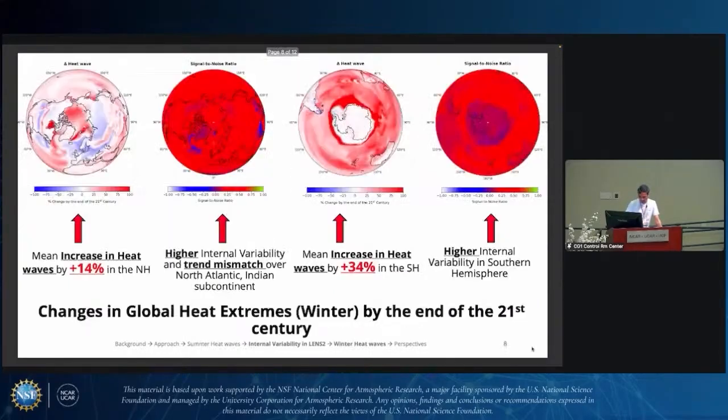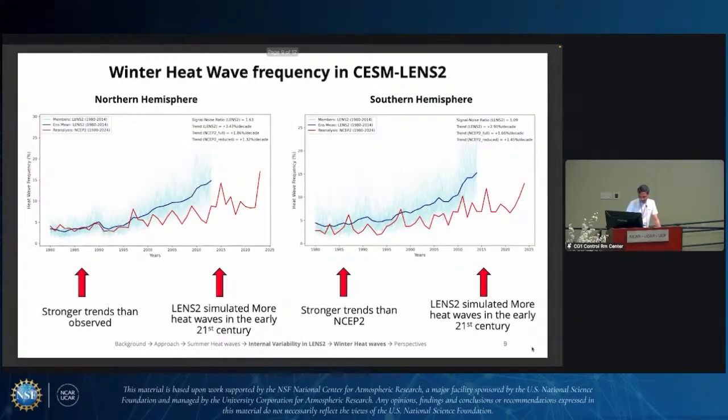Moving forward, during wintertime, surprisingly, the southern hemisphere shows an increase in heat wave frequency by almost 34% compared to the present day simulations. But I feel it's driven more by internal variability, and I think a bias in the Southern Ocean could be a contributor to this. But overall, I've also found in the next figure something similar to what we have seen in the summer season.